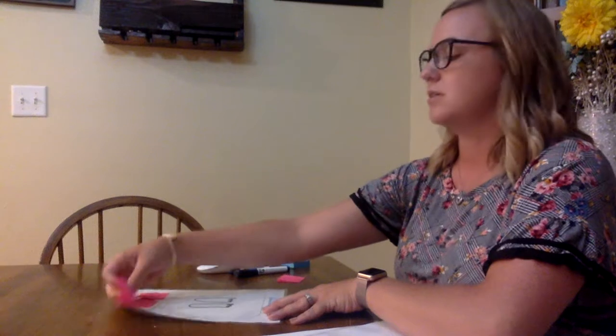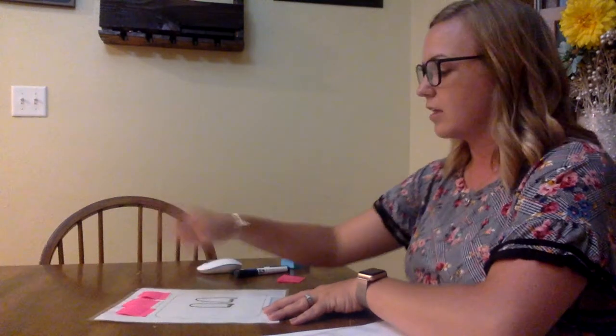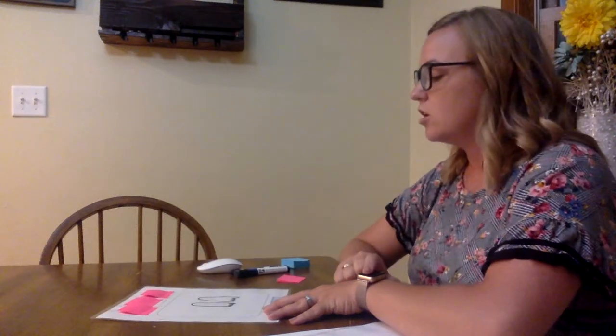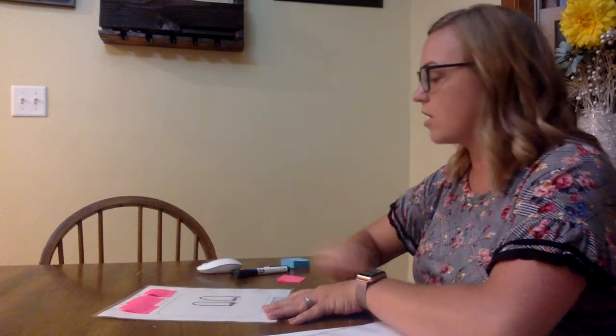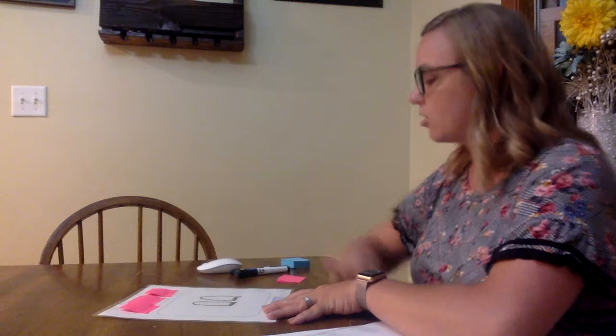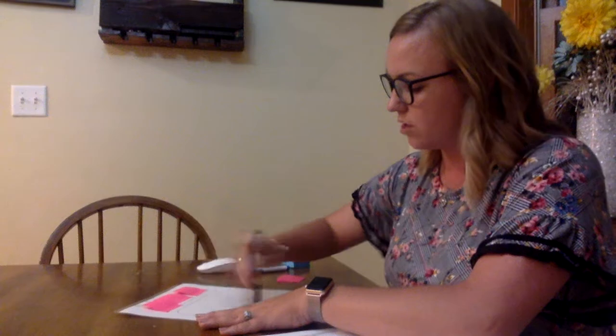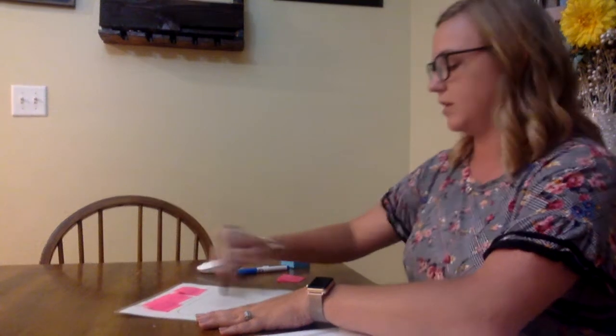F, E, T. F, E, T, feet. So how many sound squares are there? 3. Very good. So how many sounds are there in the word feet? 3. Very good. I think you guys are getting the great hang of this. We are going to be ready to start this together.